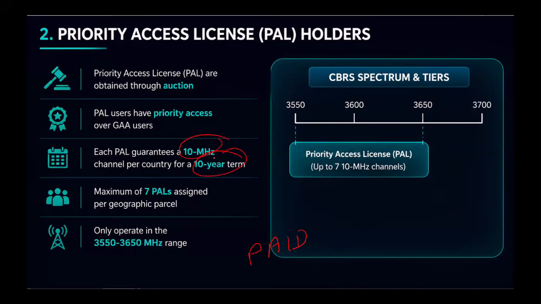But the thing is that for each county, there can be a maximum of 7 PALs. So a maximum of 70 megahertz can be assigned to one county. And it is not assigned the full band between 3.5 to 3.7 gigahertz. It can operate only between 3.55 gigahertz and 3.65 gigahertz. Okay, this is also an important thing we should remember.